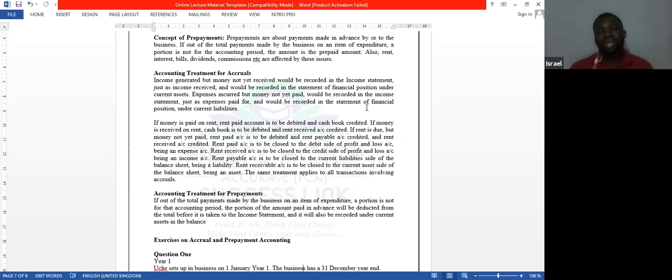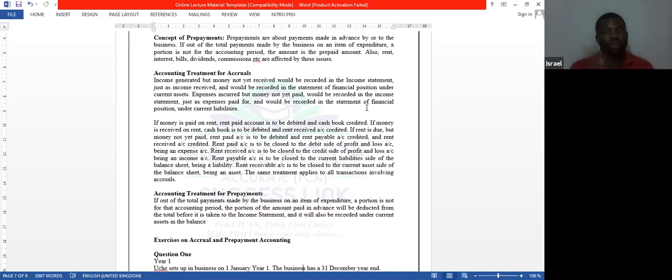Like I said in the example earlier on, salary. For the first leg, they are yet to pay me: salary account is debited, while my accrued salary account is credited. When they now pay me, what will be the second leg? I will debit my salary accrued account and credit my bank account, because my bank account is releasing the money I'm using to settle the salary that I've accrued over time.